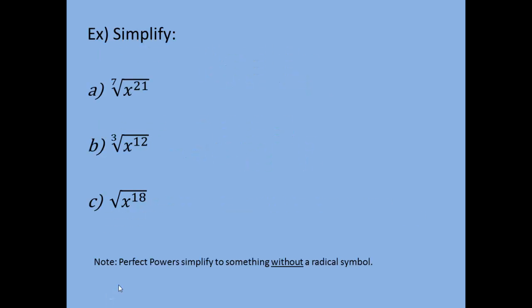Here's some examples. So for the first one here, we got the 7th root of x to the 21st power. Well, if I look at x to the 21st, alright, so that's the power, and I divide by 7, right, that's the root, I get x to the third power. Since that result divided evenly, I know that x to the 21st is a perfect 7th power. Right, because I could divide 21 by 7 and it divided evenly to give me x to the third.